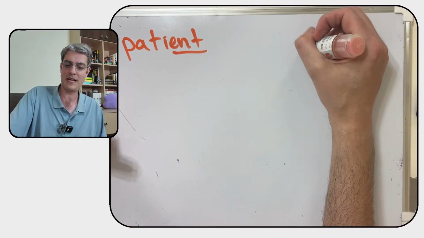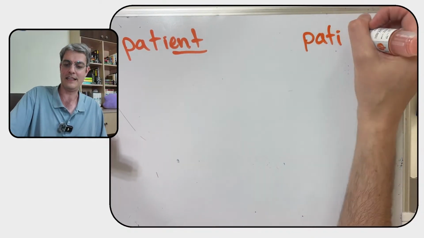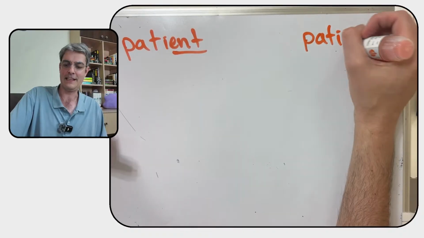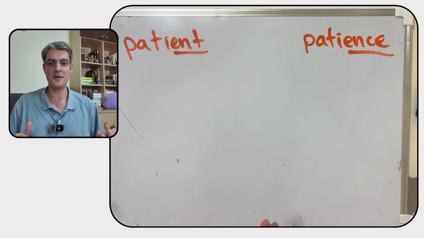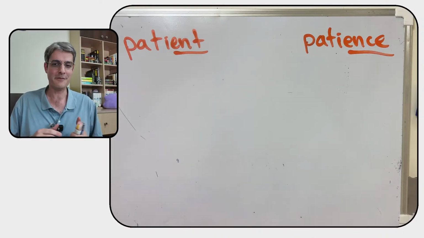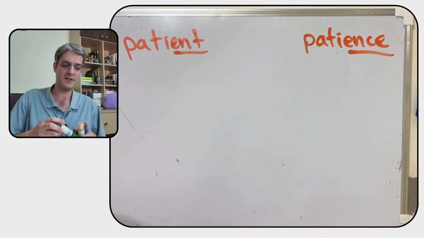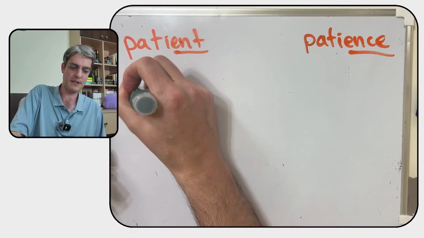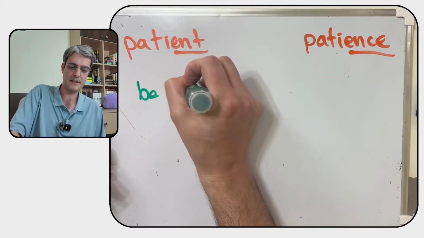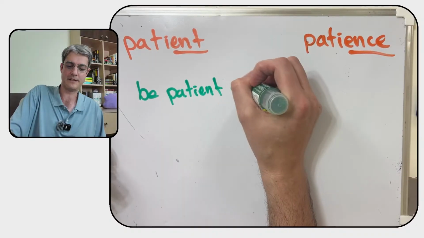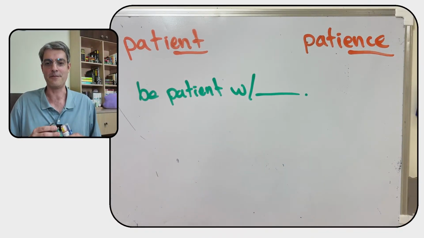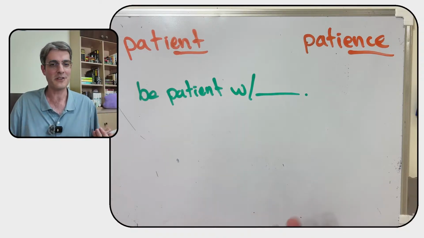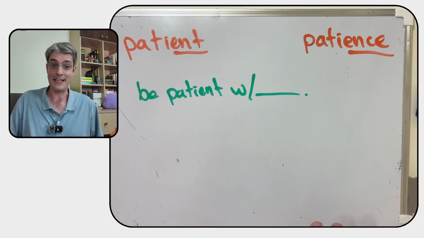There's our adjective, and patience, ending in ence, is our noun form. So this is the ability to stay calm, especially while waiting. And we often use the expression to be patient with someone or something. So I could say, if you want to be a successful teacher, well, you have to be patient with students because not everyone learns at the same speed.